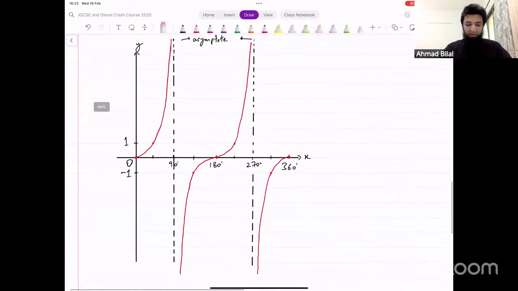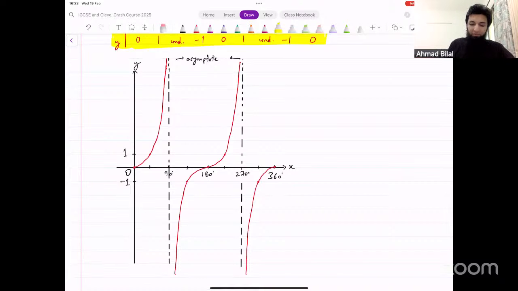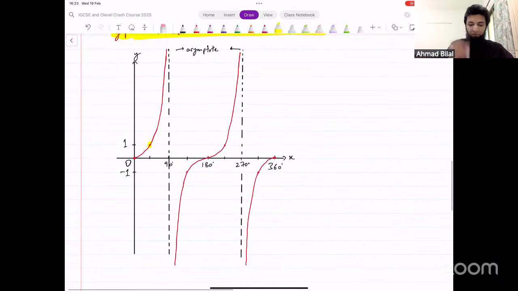And then we had tan. For tan, this is the important value. At 45 degrees, the value was 1. And then at 135, it's -1. At 225, it is 1 again. And then at 315, it is -1. And at 90 and 270, tan is undefined. So at 90 and 270, you have asymptotes like this, right?